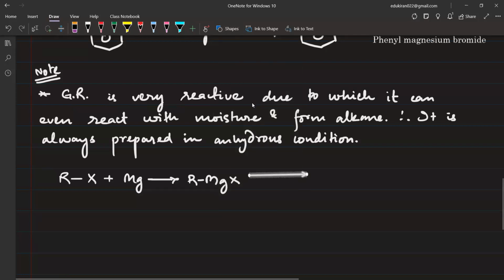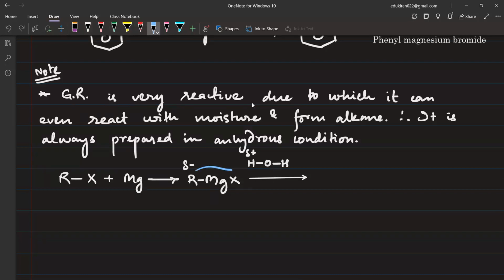Now water is what? Water is HOH. The hydrogen will have delta positive because both of the hydrogens are attached with oxygen, which is more electronegative. And the carbon atom here will have delta negative. So the carbon atom can easily attack the hydrogen atom, right? And when R attacks on hydrogen, it will get RH plus MgXOH.